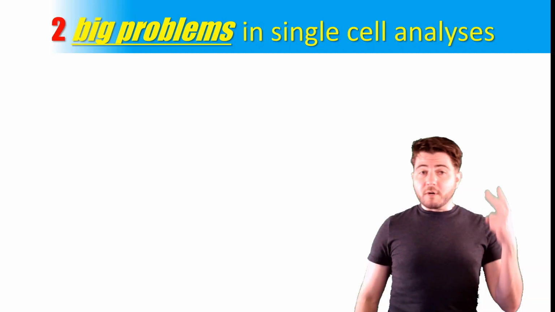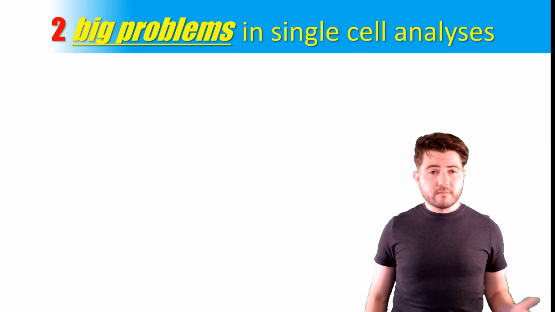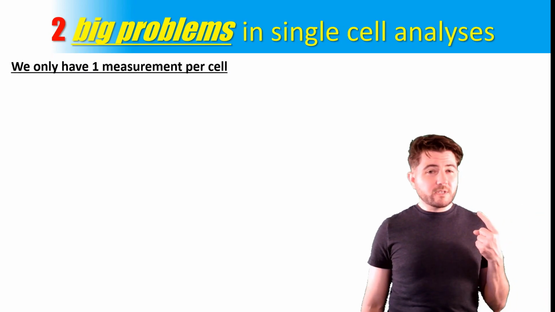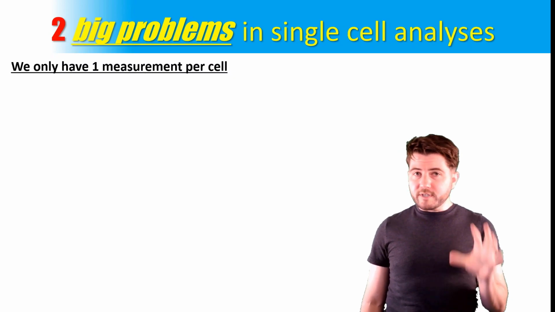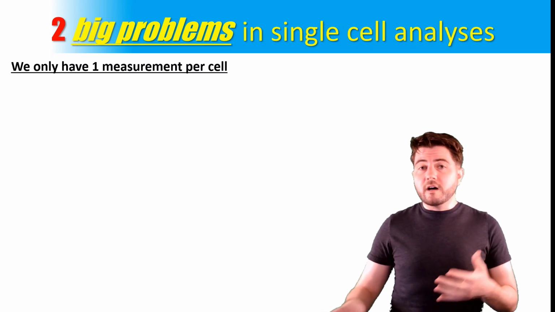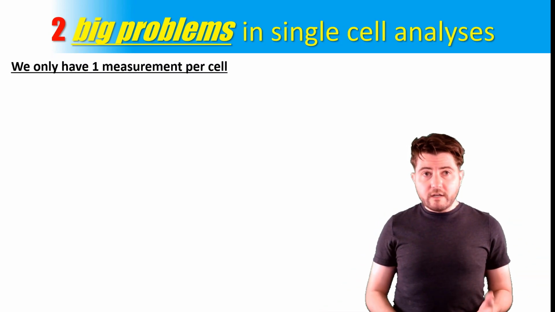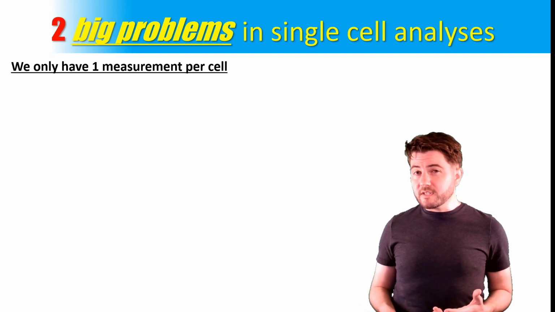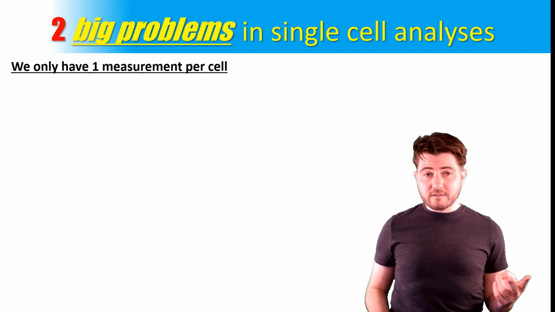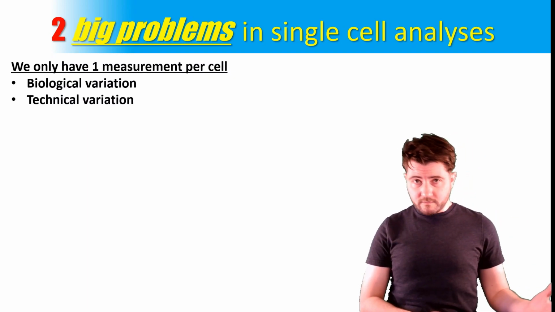Today, I'm going to be talking about two big problems that we have in single-cell omic analyses. The first problem is that we only have a single measurement for each cell. Now, this looks like the transcriptomic vector in single-cell RNA-seq that corresponds to that cell's transcriptome measurement. Now, this is comprised of essentially two major sources of effects. We have biological sources of variation as well as technical sources of variation.